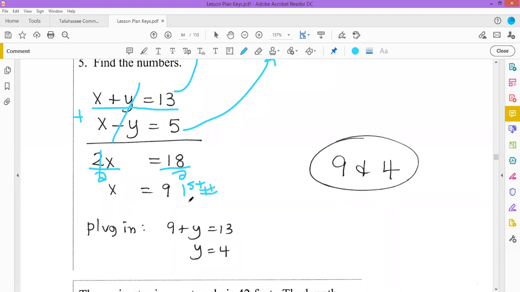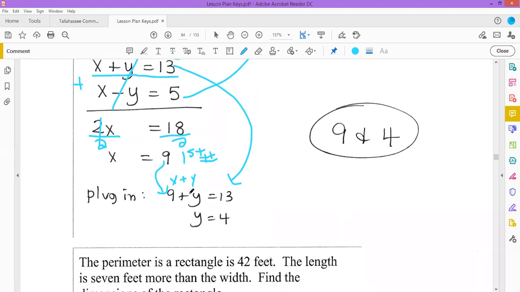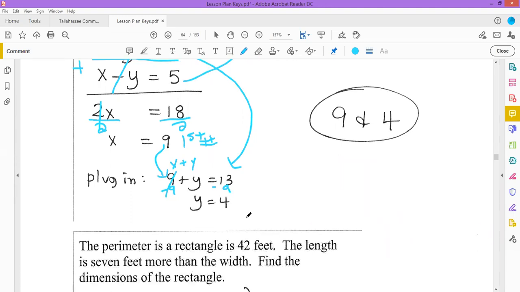To get the second number, we just go back and substitute. We chose the first equation again. So that's x plus y equals 13, and we substituted 9 here for x. And we get 9 plus y equals 13. Solve this equation by subtracting 9 from both sides of the equation. The 9's cancel on the left side, leaving y, and y equals 4. So here's our first and second numbers. It's 9 and 4.